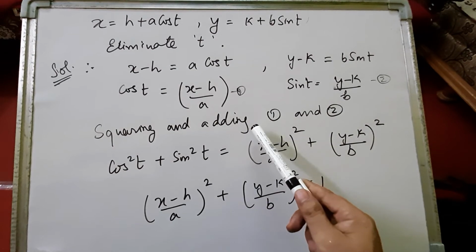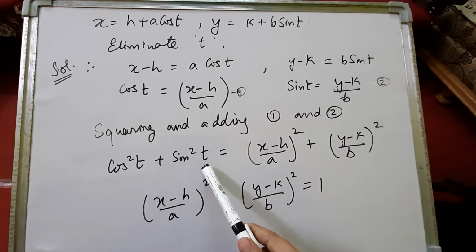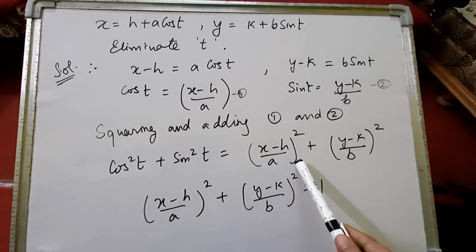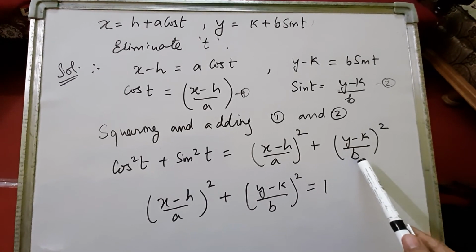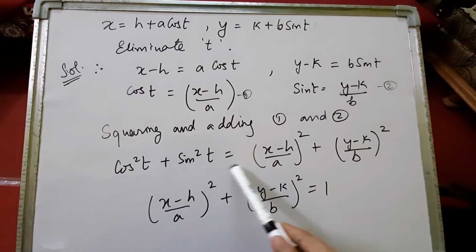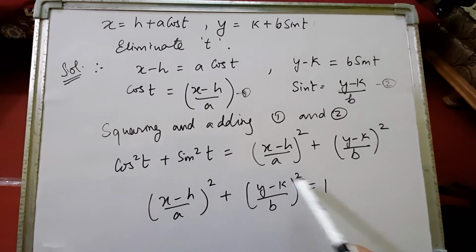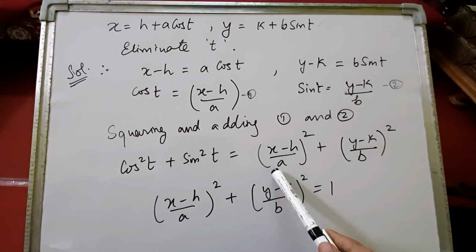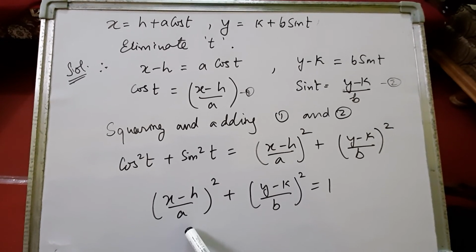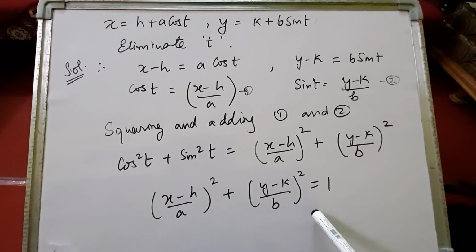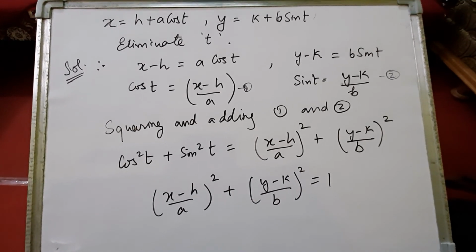What we'll do is square and add 1 and 2. So when we square and add, that will be cos square t plus sin square t equals x minus h upon a to the whole square plus y minus k upon b to the whole square. And sin square t plus cos square t is 1, the fundamental identity, right, children? That has value 1. So now you can see t is eliminated. So x minus h upon a to the whole square plus y minus k upon b to the whole square equals 1. Right, children? Note down please.